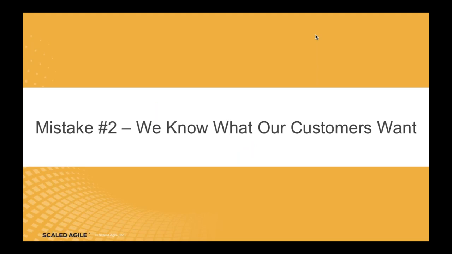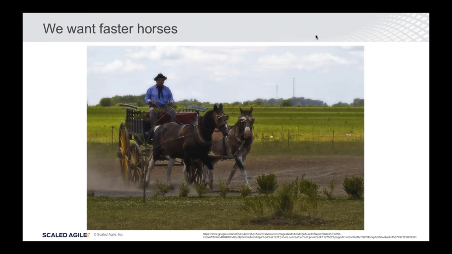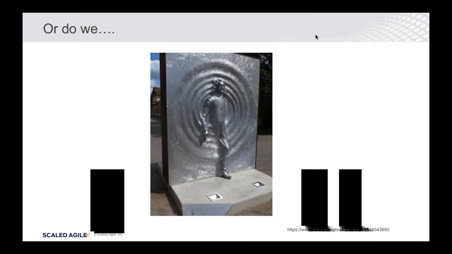The second mistake we usually see is people thinking, okay, we know what our customers want. And that's wrong. There's the story about Ford, that he said, if I had asked my customers what they wanted, they would have said, we want faster horses. But that's not even true. Did his customers want faster horses? Let's say he had developed a teleporter, somewhere to get from point A to point B instantaneously. I'm guessing they would have said, that's better. So the customers wanted to get from point A to point B faster.